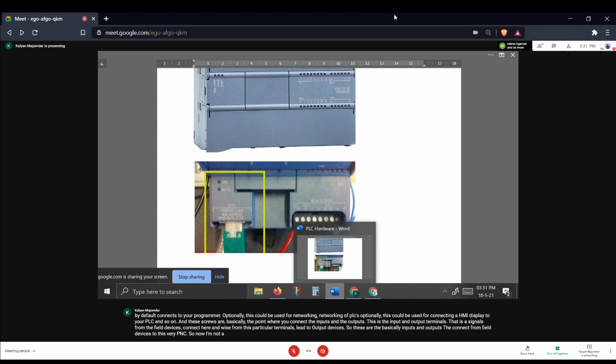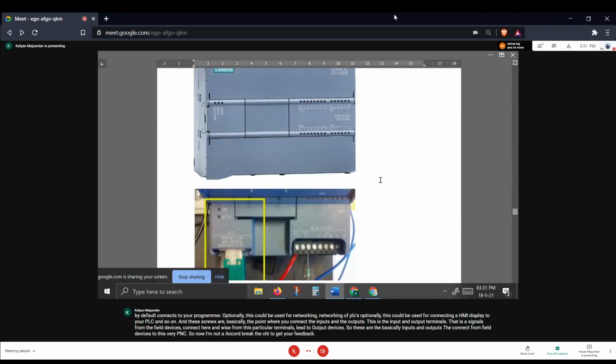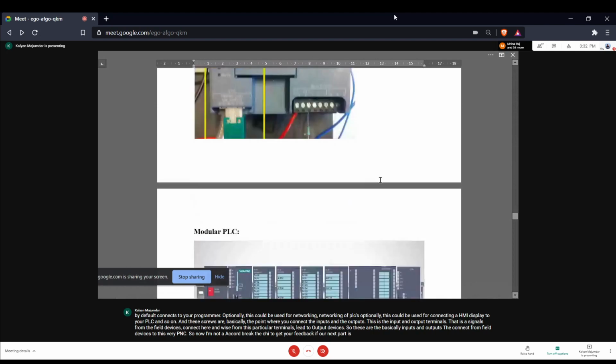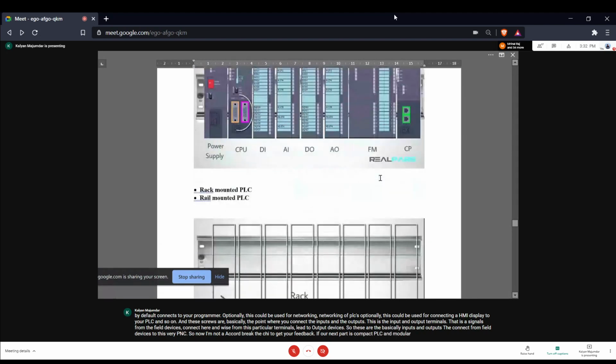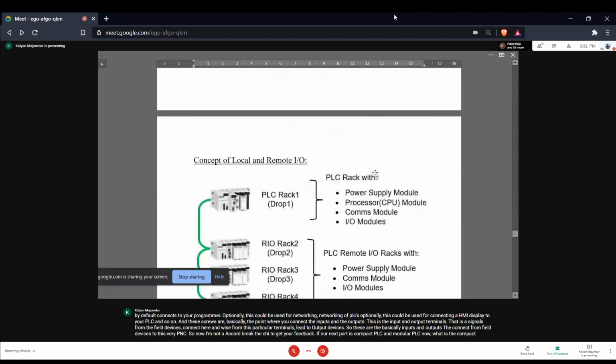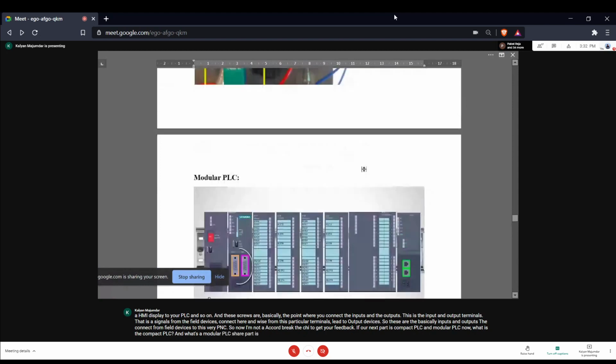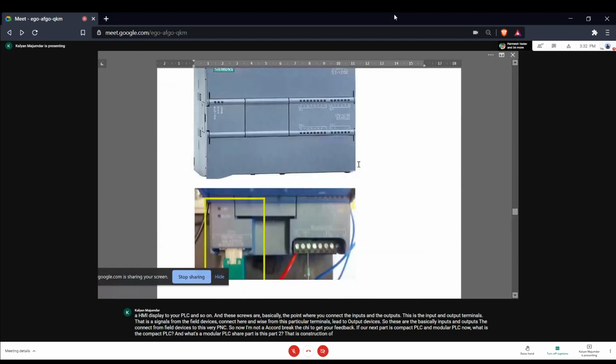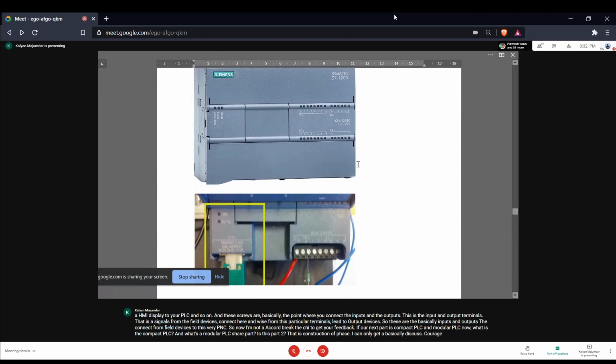Now I am taking a break to get your feedback. After this, the next part is compact PLC and modular PLC. Now, what is a compact PLC and what is a modular PLC? That is part 2, that is construction of PLCs. Until now, what we have basically discussed is what the basic components are, with a little more emphasis on the input and output interfaces found on a PLC. The second is the construction of the PLC.